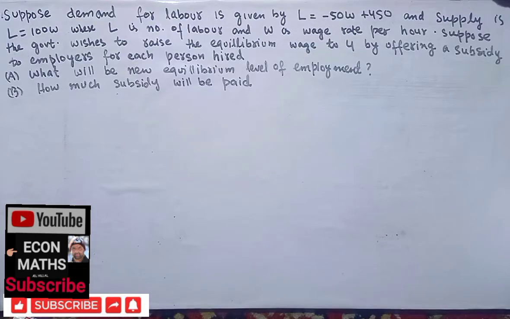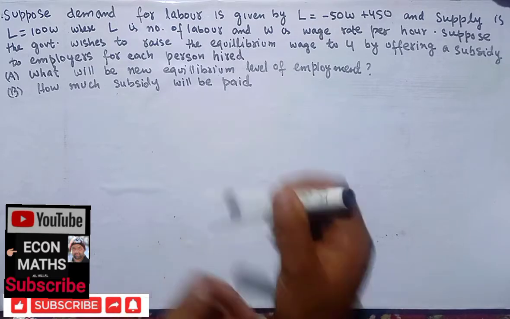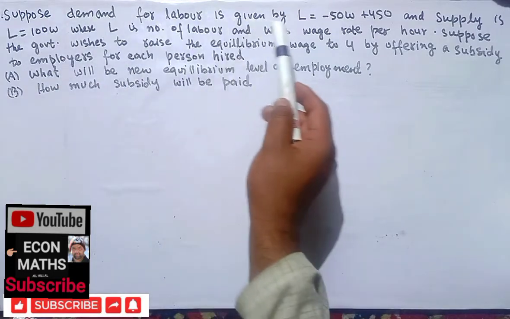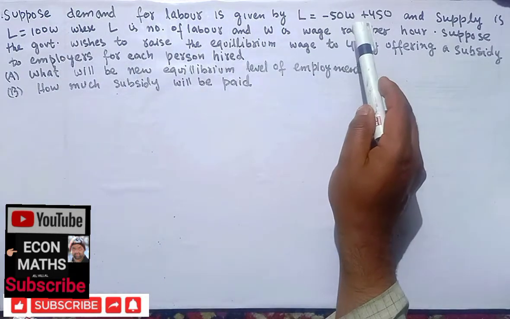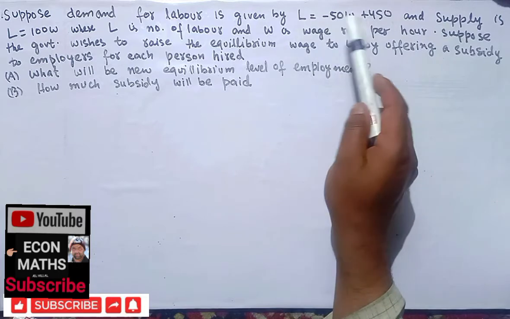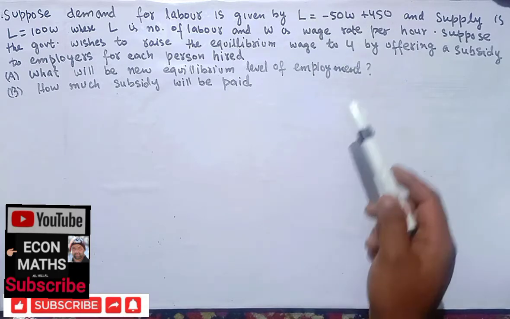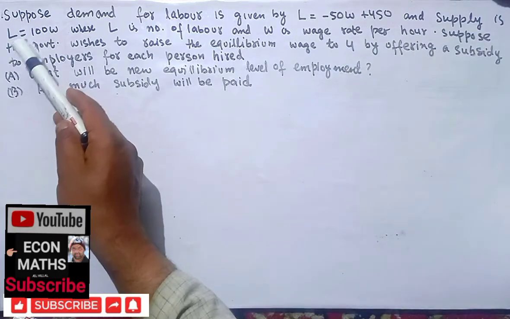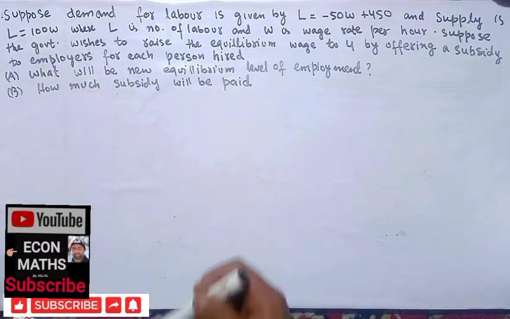In this video, we will try to solve a numerical on the impact of the government subsidy on the demand and supply of labor. The question is like this. Suppose demand for labor is given by L = -50W + 450, where L and W are the labor and wage rate per hour. And supply is given as L = 100W.